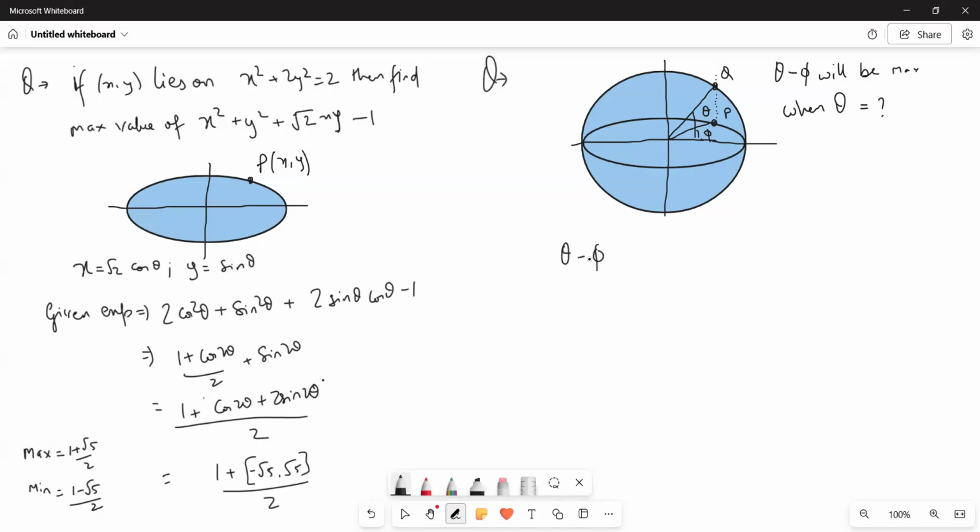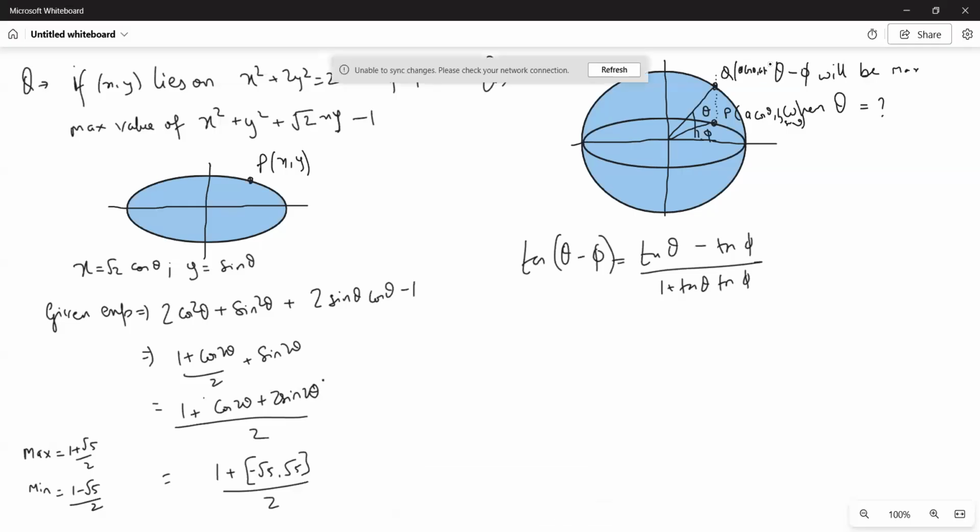So for theta minus phi, we look for their tan value. Tan of theta minus phi would be tan theta minus tan phi by 1 plus tan theta tan phi. Now, since P is a point on the ellipse, what can we take the coordinates as? A cos phi, B sin phi. Theta होगा ना, phi क्यों होगा? Eccentric angle is the angle measured for the point on the auxiliary circle. और Q का coordinates होगा A cos theta, A sin theta.